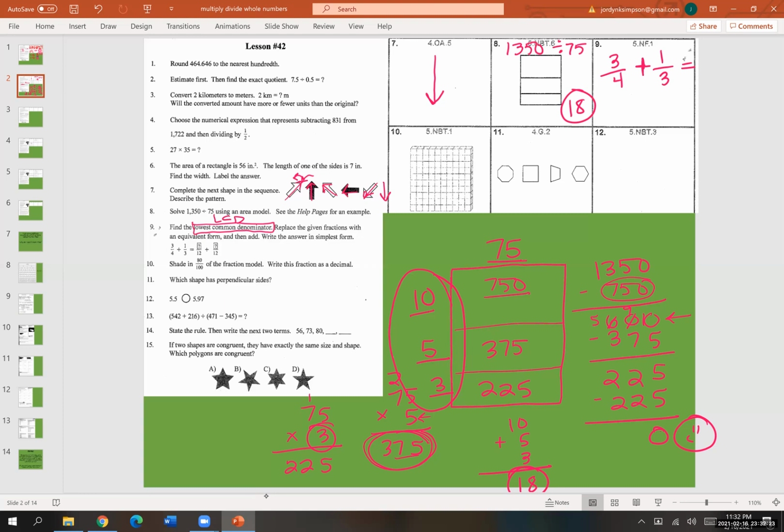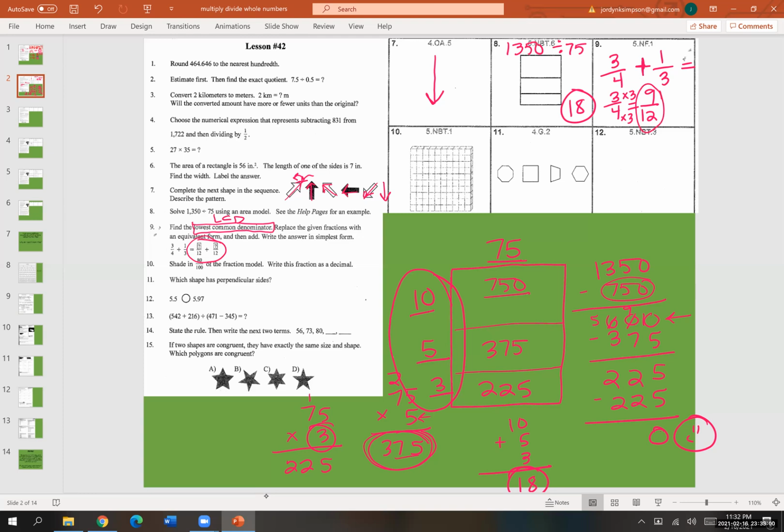Well, they're not. One is fourths and one is thirds, but they've already told us what they want the denominator to be. They want it to be twelfths. So we have to convert or change our denominators to an equivalent fraction that has twelfths. So let's do our 3/4 first. So we want this to equal with a denominator of 12. Well, 4 times what gets you to 12? Well, that's 3. Whatever I do to the denominator, I have to do to the numerator. So 3 times 3 is 9. So my equivalent fraction is 9/12.